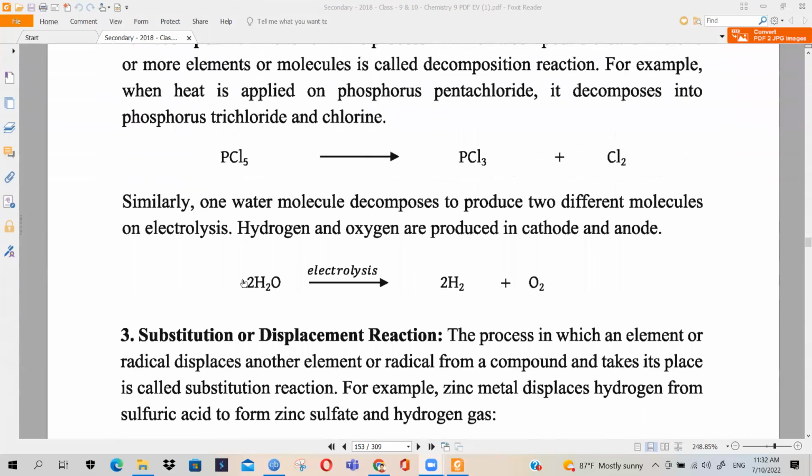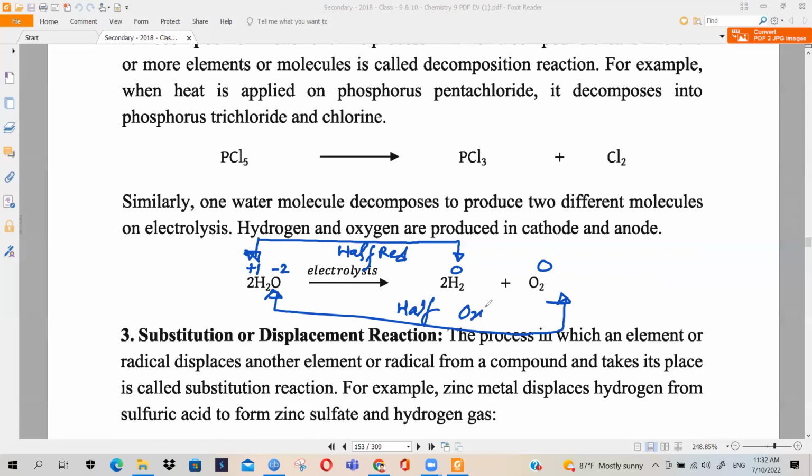All right, and I hope you will be able to solve the oxidation reduction reaction for this. But I will be real quick to solve this. +1, -2, and this is 0 and 0. As you can see here, electron has been accepted. That means it is half reduction, and here electron has been donated. That is why it is half oxidation. Okay, all right.